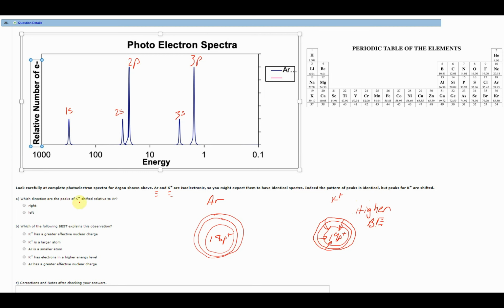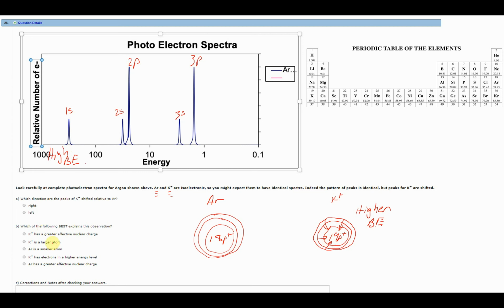Which direction are the peaks in K+ shifted relative to argon? Well, in K+, because there's higher binding energy, I think those peaks are going to be shifted to the left. They're going to be down here more near the high binding energy part of the graph. If we look at the next question, which of the following best explains this observation? Well, as we were just talking about, it's definitely K+ has greater effective nuclear charge. So I think the first one will be the correct answer.